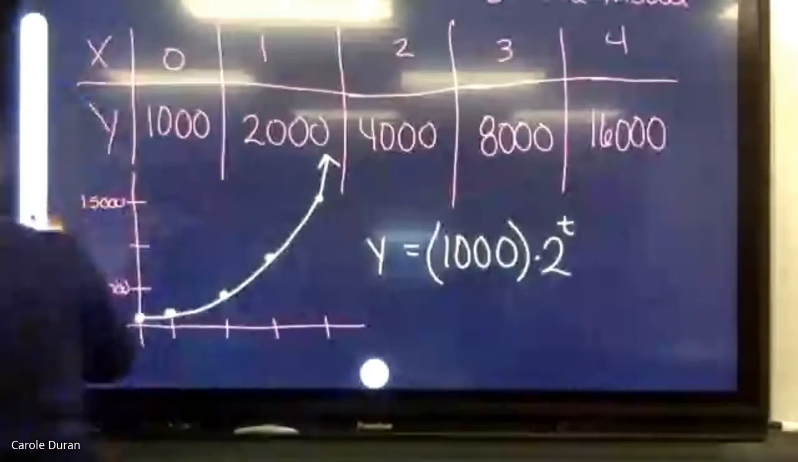Application number 2, I believe, is a half-life problem. So it tells me that radioactive decay, that's usually when you're going to say half-life, it says the half-life of a polonium isotope is 140 days.